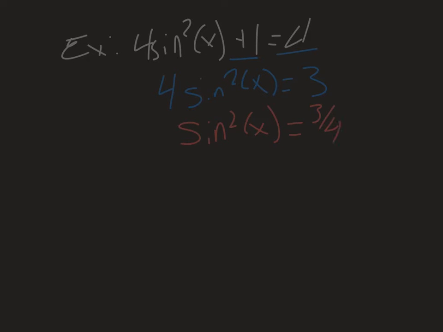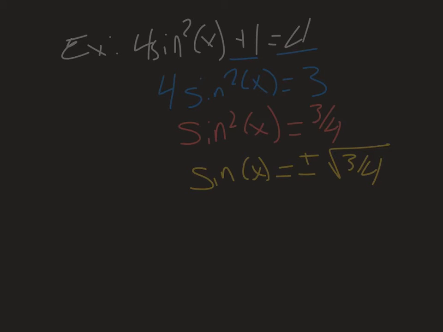3/4. Now, if we look at sine squared, what that means is that I have sine times a sine is equal to 3/4. So in order to undo the square, I would take a square root of both sides. So if I do that, I will have sine of x is equal to plus or minus the square root of 3/4. Now, when we take a square root, we have to be very cognizant of that. We have to also consider the negative case.